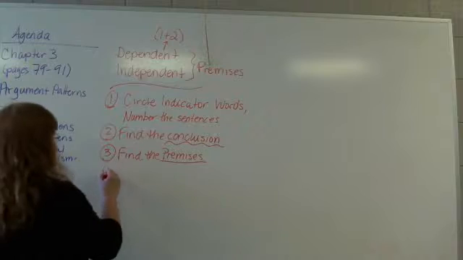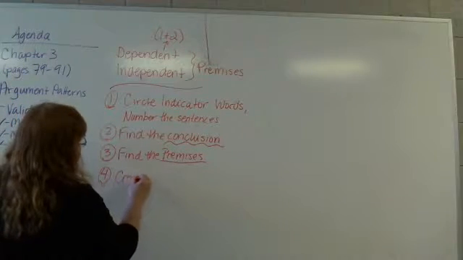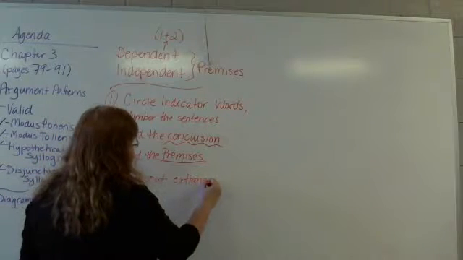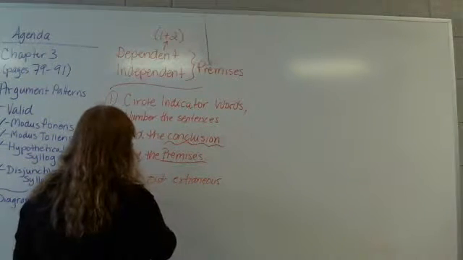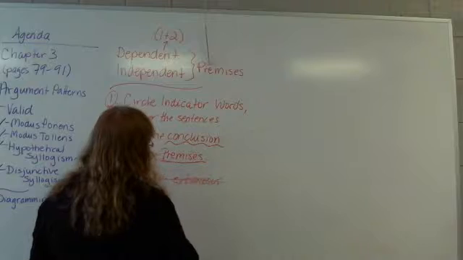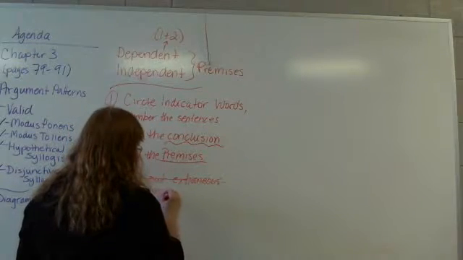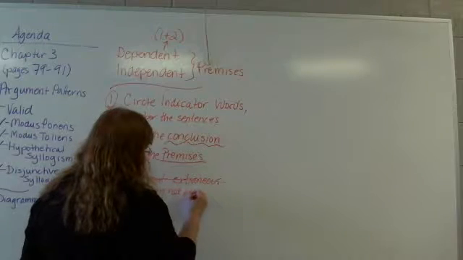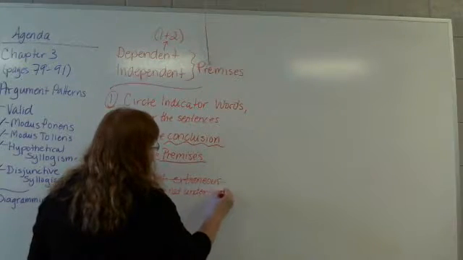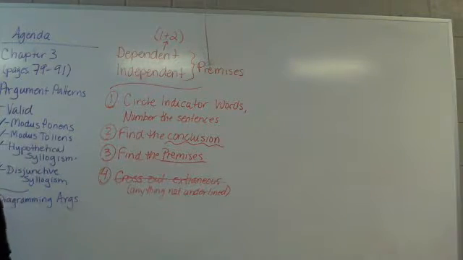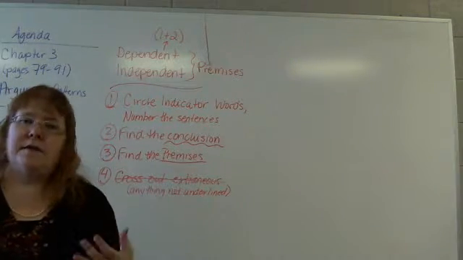Fourth step. Cross out the extra stuff, the extraneous. You're just going to take a line and cross out the extraneous stuff, anything that's not underlined, basically. These are the extra pieces, things we don't really need to understand and evaluate the argument.